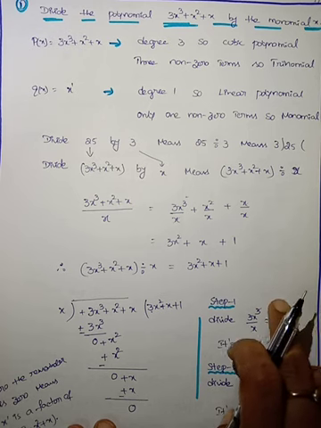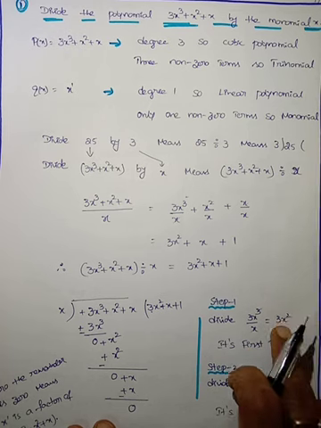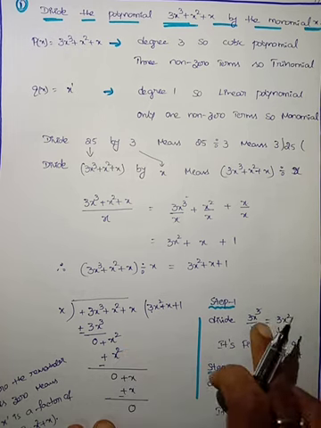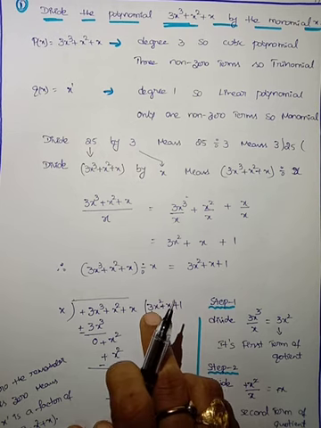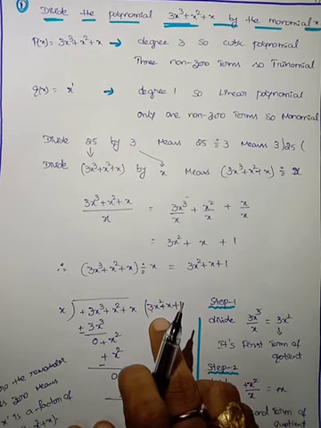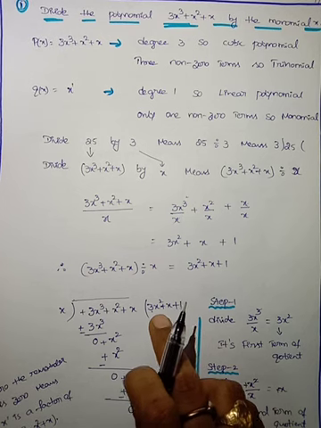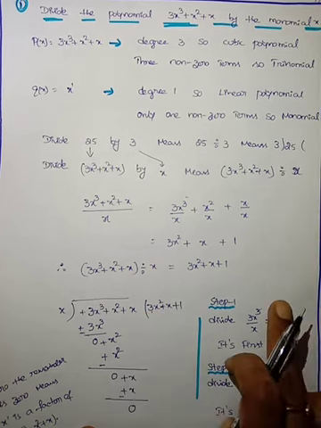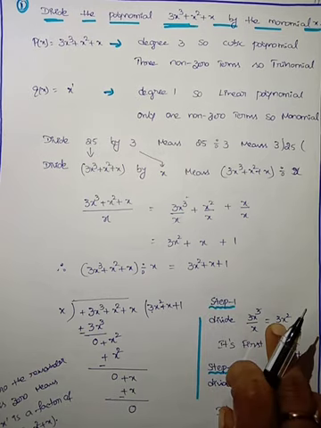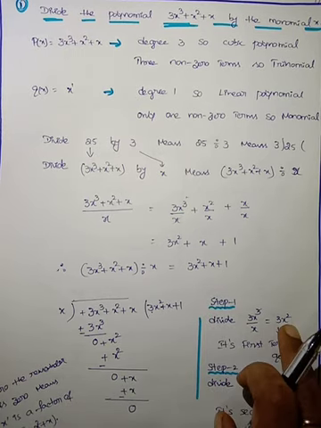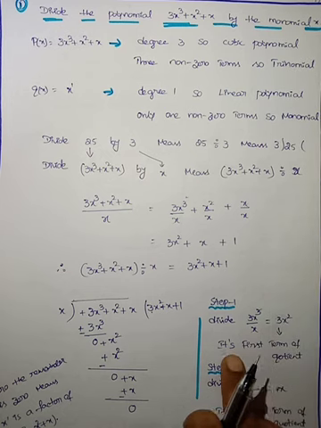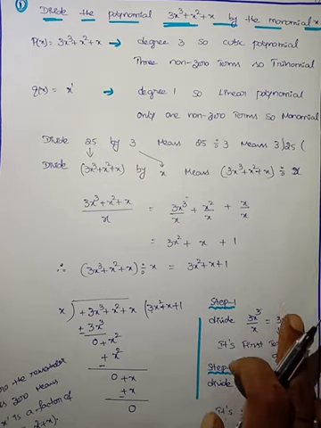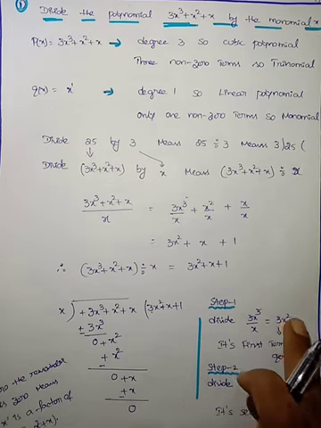This 3x square is the first term of the quotient. Where do we have to write the quotient? Here, in this bracket. When we divide the first term of the dividend by the first term of the divisor, the term that comes is the first term of the quotient.